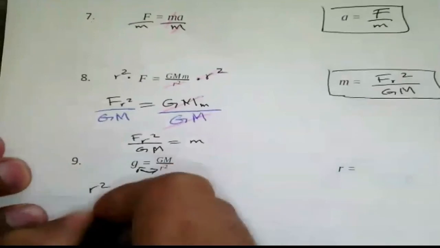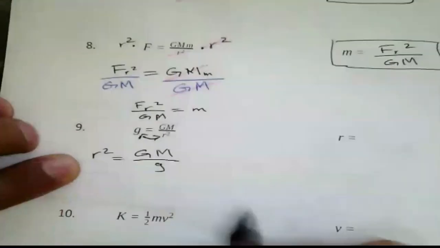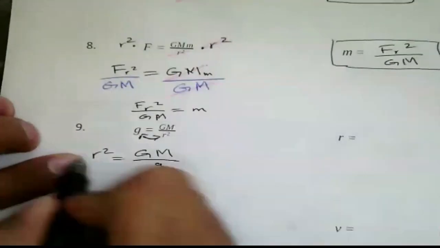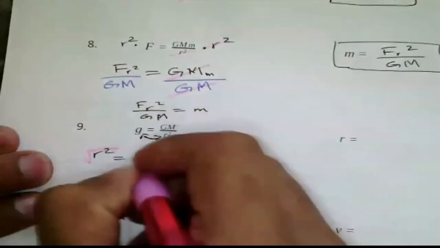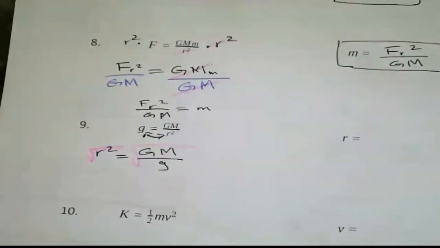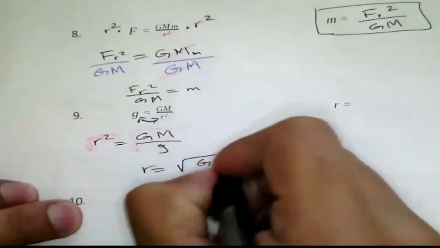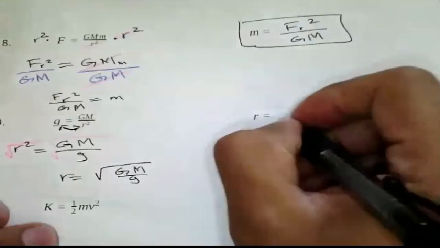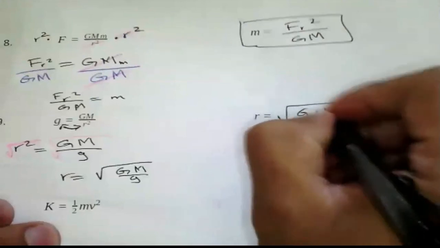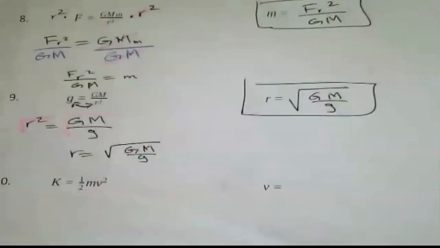You get r squared is equal to G times M over F. We've successfully flip-flopped. But we want r on its own, and currently we have r squared. So we still need to do one more additional step, which means take the square root of the whole thing. And now it's r is equal to the square root of G M over F, the whole thing. So square root of G M over F. Pretty easy so far.